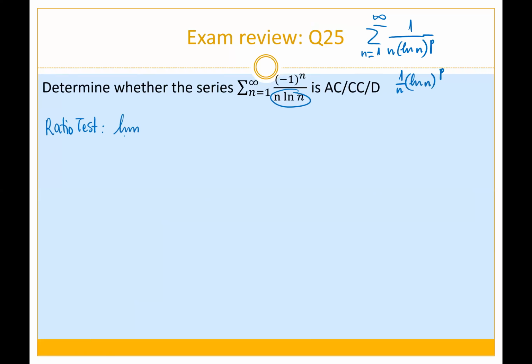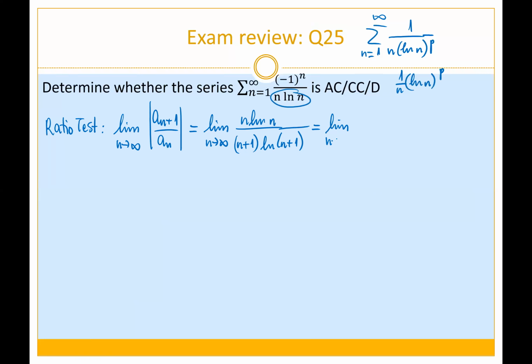So you have the limit as n approaches infinity of the absolute value of a of n plus 1 divided by a of n. This is the limit as n approaches infinity of ln of n multiplied by ln of n, divided by n plus 1 multiplied by ln of n plus 1. Let's break it down into two fractions and you're going to see what I was saying. As n goes to infinity, this one is approaching 1. Excuse me. And the next part is ln of n divided by ln of n plus 1.